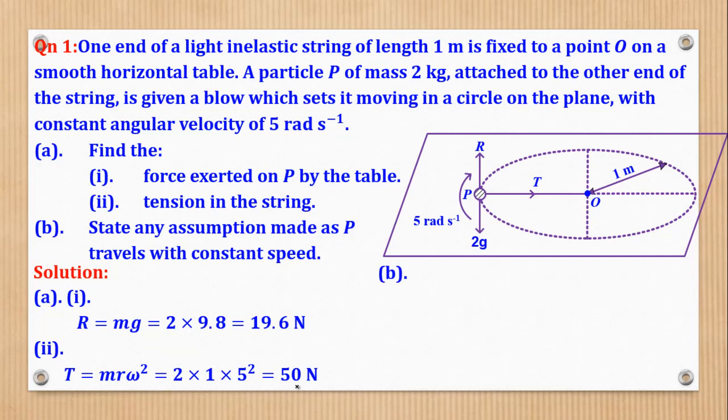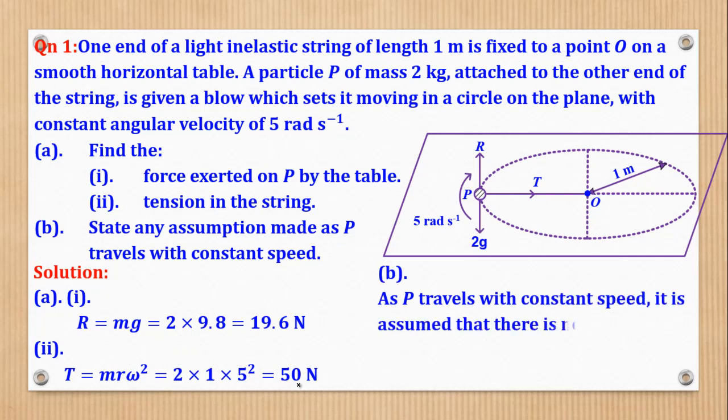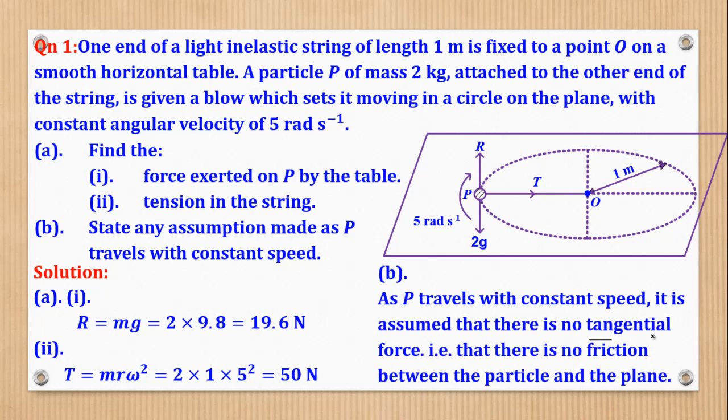Then part B, state any assumption made as P travels with constant speed. So as P travels with constant speed, it's assumed that there is no tangential force, i.e. there is no friction between the particle and the plane. That is the assumption. If there was friction, then there would be a loss, meaning that the speed will keep on reducing.